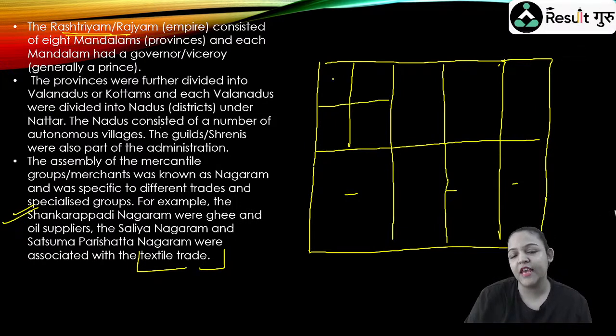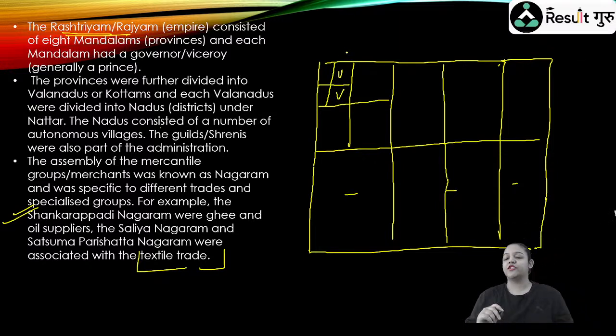So what is this? This is our Valanadu. Now, what can I further divide it into? I can further divide this into Nadus. And each Nadu would contain a number of autonomous villages like this, and the administration of the villages was in the hands of the guilds, or you can say it was in the hands of the Shrenis.